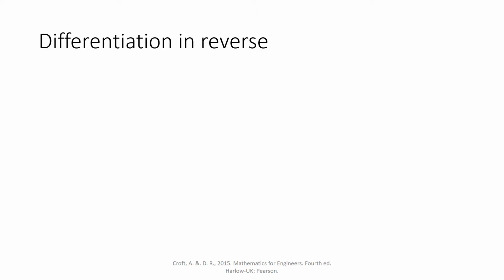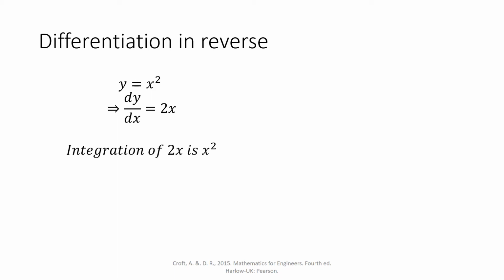So what is differentiation in reverse? This is a function. If we take the derivative according to the rule sheet, it comes to 2x. So if we look at it in the reverse direction, the reverse of 2x will be x square, or the integration of 2x will be x square. Integration of 2x is x square. It means this is a kind of cycle.